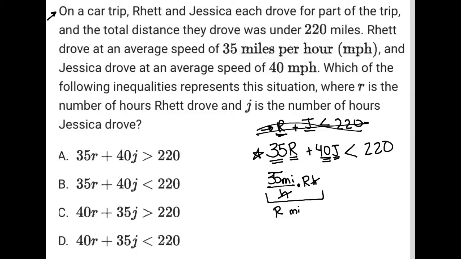Okay, because again, 35 miles per hour for R hours tells me how many miles Rhett drove, and 40 miles per hour times J hours would tell me how many miles Jessica drove. But we know the combination of those two has to be less than the 220 miles that they drove all together. So the answer, therefore, looks like it's going to be choice B.